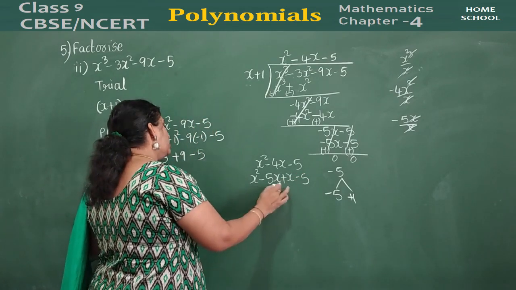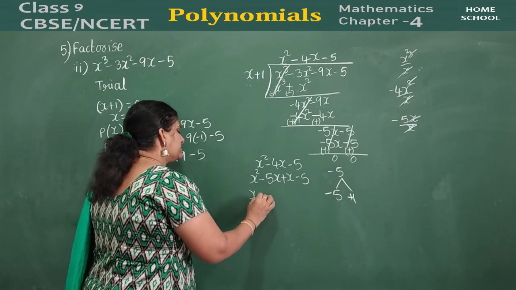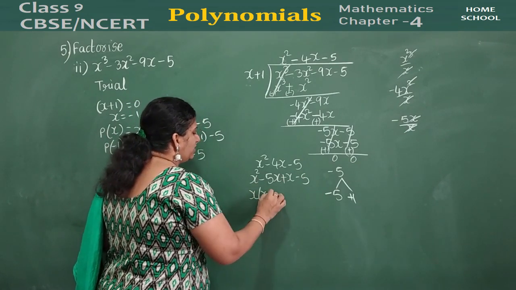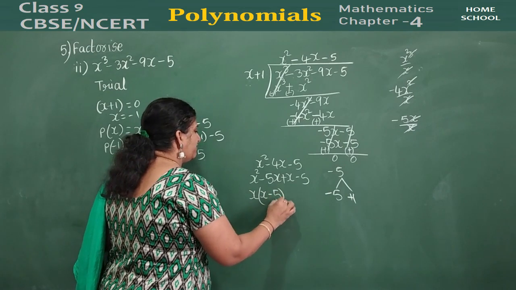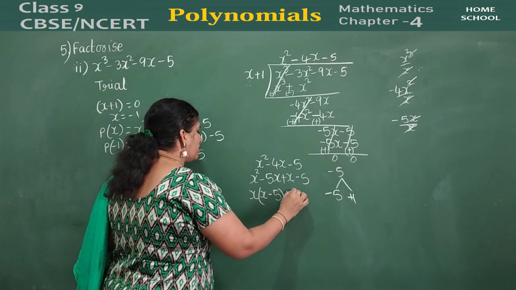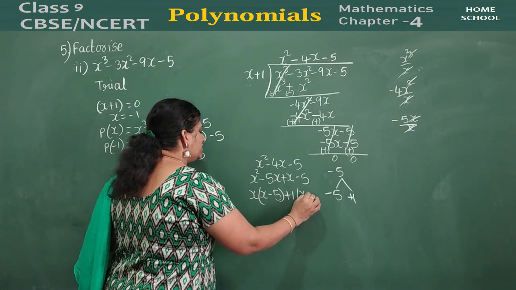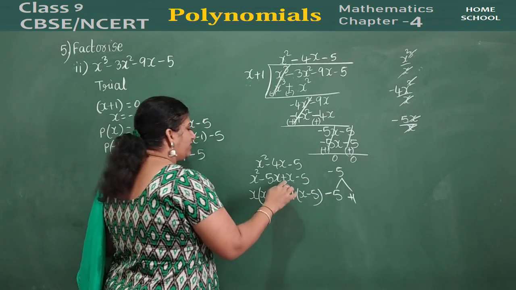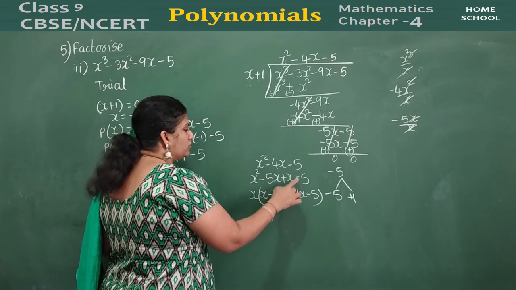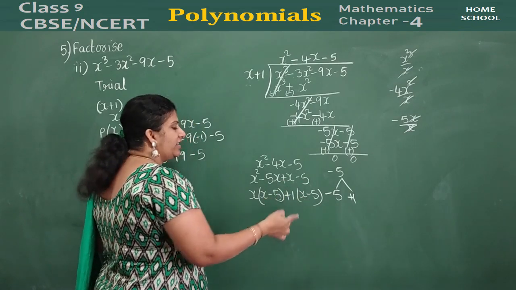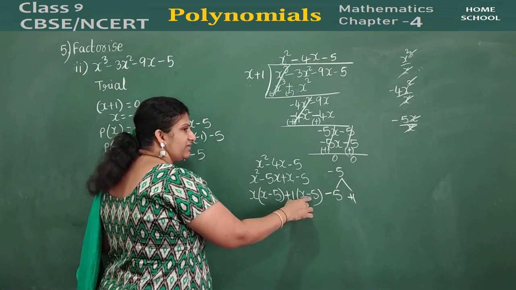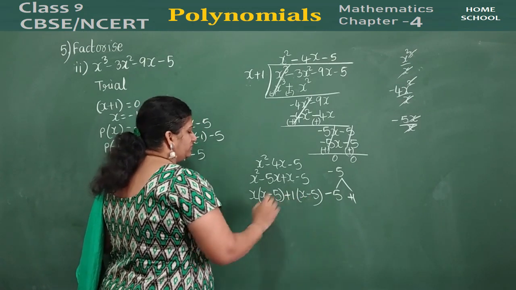So, in these two, what is common? X is common. So, one more x will be left. Minus 5 plus, in these two, what is common? Nothing is common. So, I will take here 1. So, observe here carefully. When you are taking plus outside, no sign will be changed inside. When you are taking a negative sign common, then inside sign will be positive.